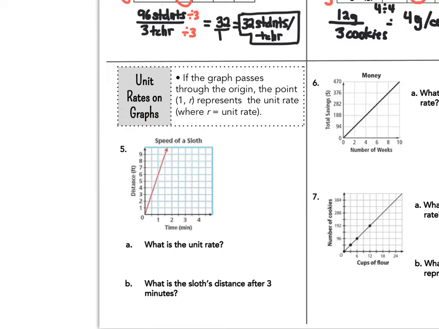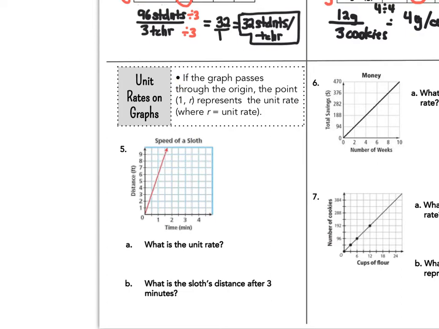I've shown you how to find a unit rate using a table. Now, using a graph, it's a little bit different. So here it says if the graph passes through the origin, and the origin is just at 0, 0. So like this here is the origin. So if the graph passes through the origin, the point 1 comma R represents the unit rate, where R equals the unit rate. Okay, so let me explain that.